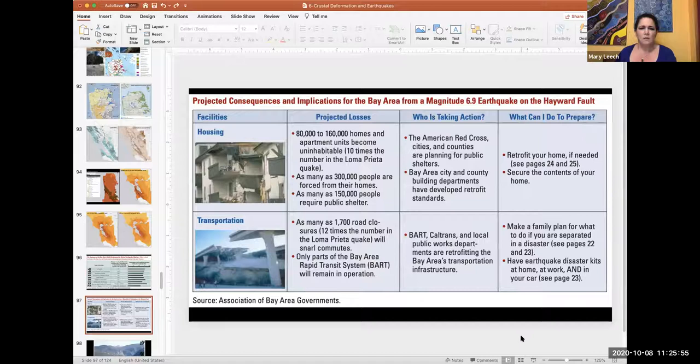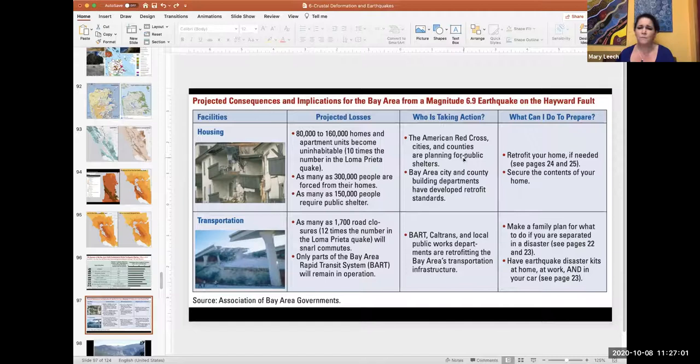So when Loma Prieta hit, that sort of size earthquake, a 6.9 when it hits on the Hayward Fault, these are the projected impacts. 80,000 to 160,000 homes or apartment units will become uninhabitable. So that's 10 times the number that became uninhabitable during the Loma Prieta quake. That's the difference in the population along the fault. As many as 1,700 roads closed, 12 times the number that happened in the Loma Prieta quake. Only some parts of the BART system will be operable. There are government agencies who work on this, who retrofit facilities to help prepare for those quakes, to reduce the amount of damage or prevent damage if possible.